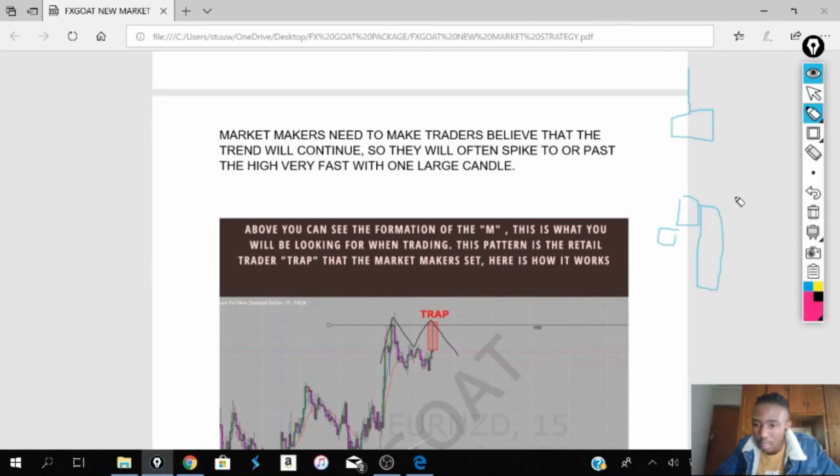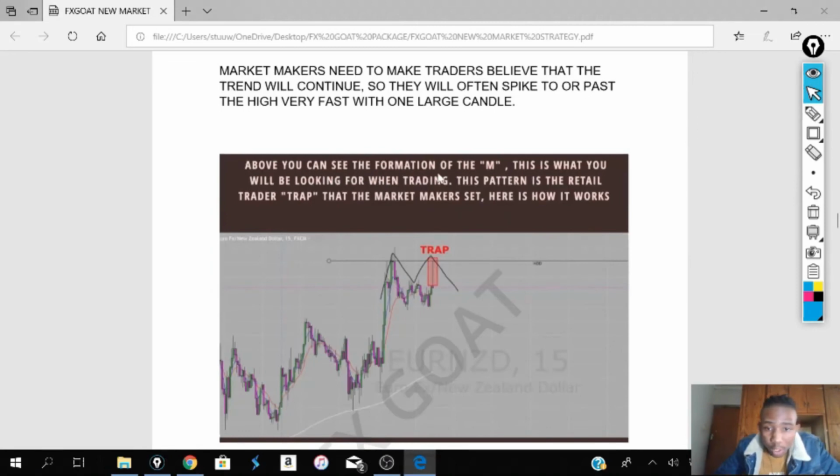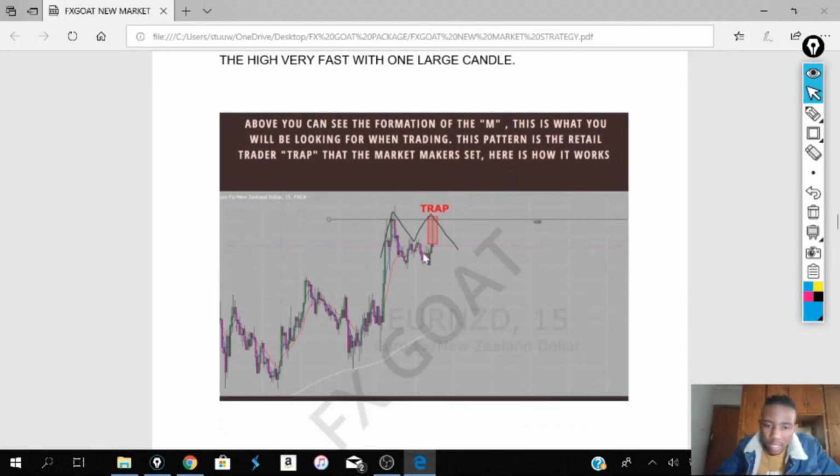How do you spot an evening star? A reversal candle. How do you spot a bearish engulfing? We firstly have a bearish candle, and here we have what? We have two bullish candles. These are two confirmations of reversal in terms of pairs, okay? Above, you can see the formation of the M. This is what you will be looking for when trading. This pattern is the retail trader trap that the market maker sets, and here is how it works, okay? So every time you have this, they want to make sure that they hook up what?